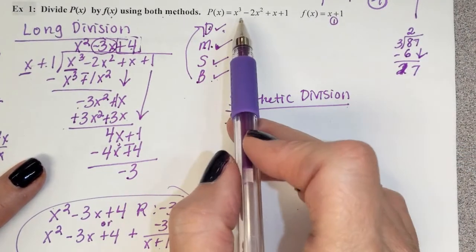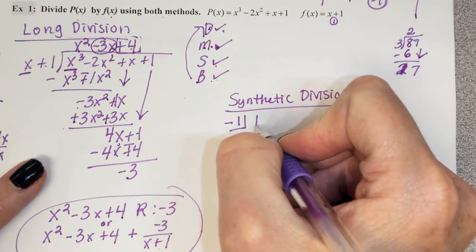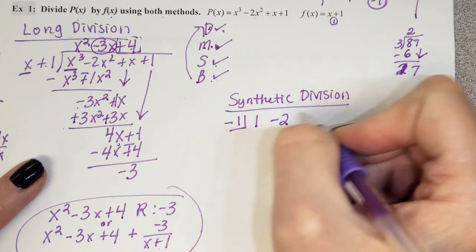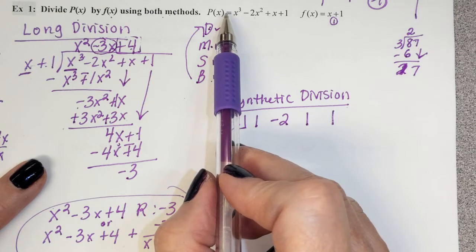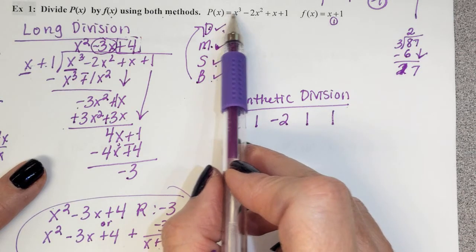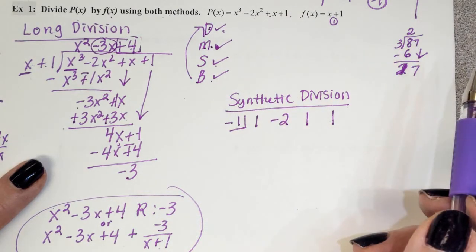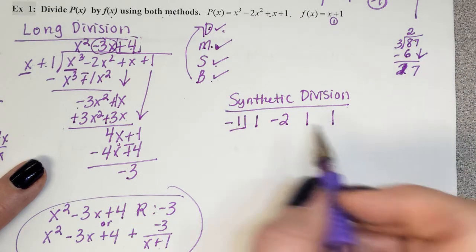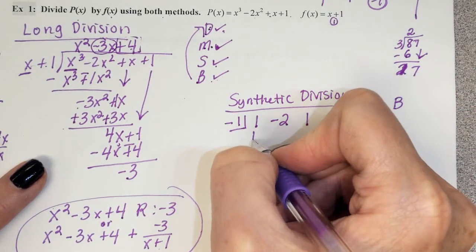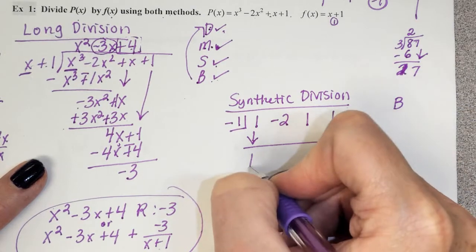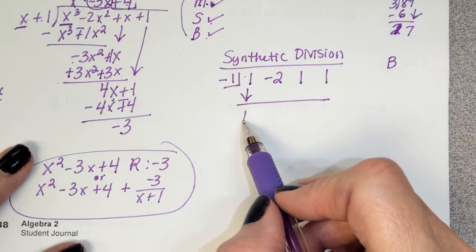Now I write the coefficients of my dividend. So my coefficients are 1, negative 2, 1, and 1. Look again: coefficients 1, negative 2, 1, 1. This is done differently. The first thing I do is bring down this first number.